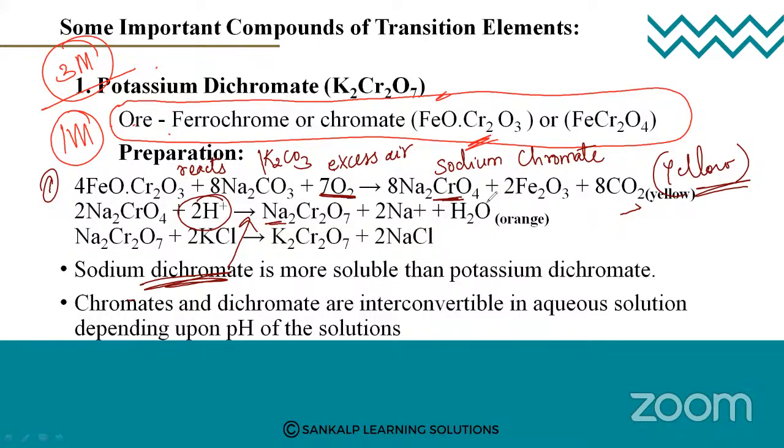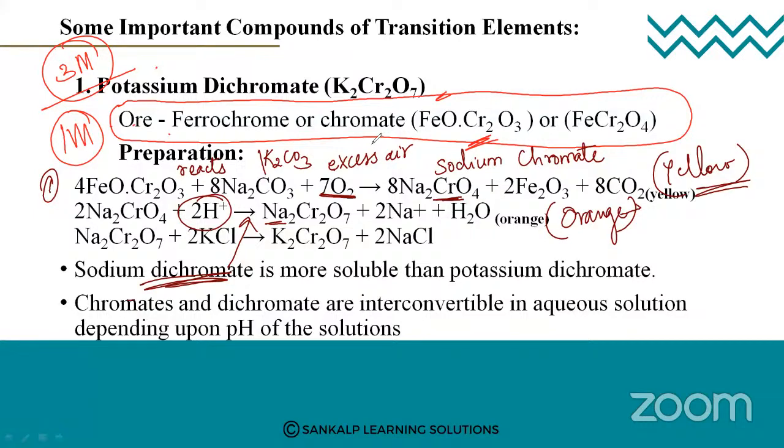This solution is orange in color. The color of the solution will turn orangish, because you are converting your sodium chromate to sodium dichromate. After acidifying the solution, what are we going to do?